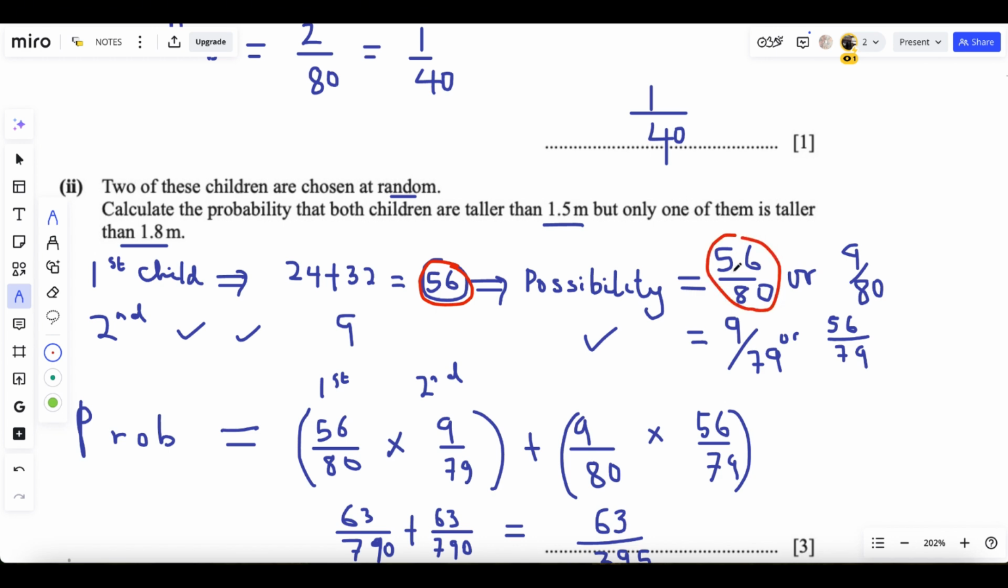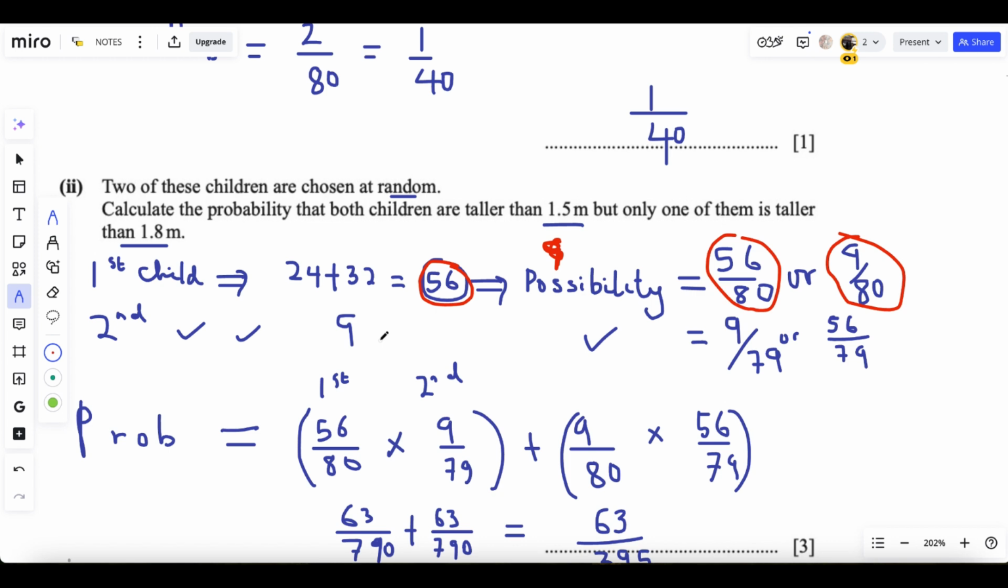But if the first child is not the one that has 56, it's the one that has 9, the one taller than 1.8, because we don't know which child will be taller than 1.8. If the first child is taller than 1.8, his whole probability will be 9 over 80. So either the first child is 56 over 80 or 9 over 80, because it's selected at random and not replaced. That's the possibility you have in the first scenario.